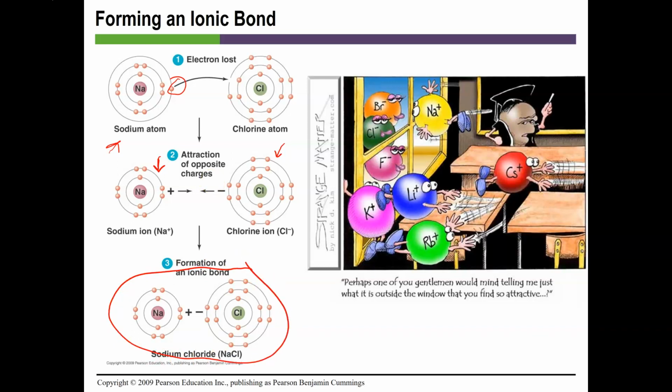Here we have a little chemistry joke. In the classroom depicted, there's some negatively charged individuals looking very attractive outside the window, and we have some positively charged individuals from inside the classroom that are being drawn towards the window. The instructor is asking the class, what is outside the window that is so attractive? Yeah, I know, corny chemistry joke depicting ionic bonds. Just trying to put a little bit of humor here into a challenging topic. Moving on now.